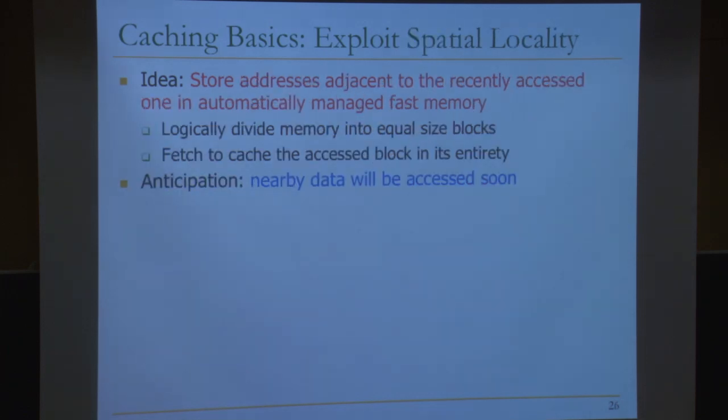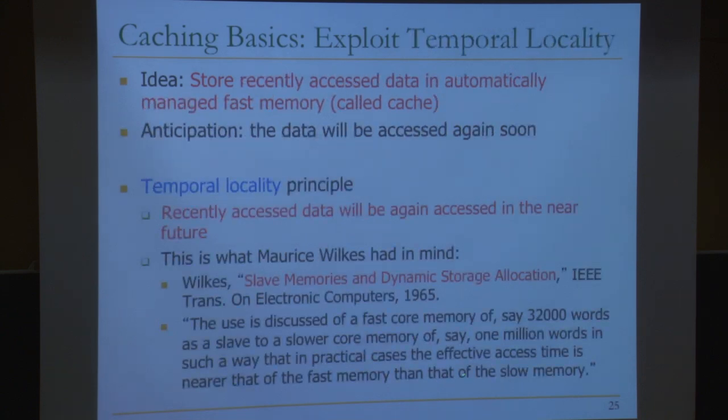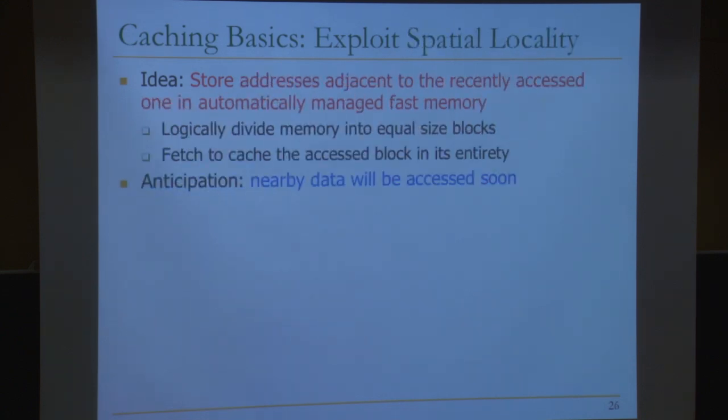Spatial locality is not actually discussed in this paper, but that's another way of taking advantage of caching. Basically, the idea is to store addresses adjacent to the recently accessed one in automatically managed fast memory. So you don't bring in just A, but you also bring in A plus 1 when you access A, anticipating that you're going to access some of those memory locations that are around A. That's the idea.